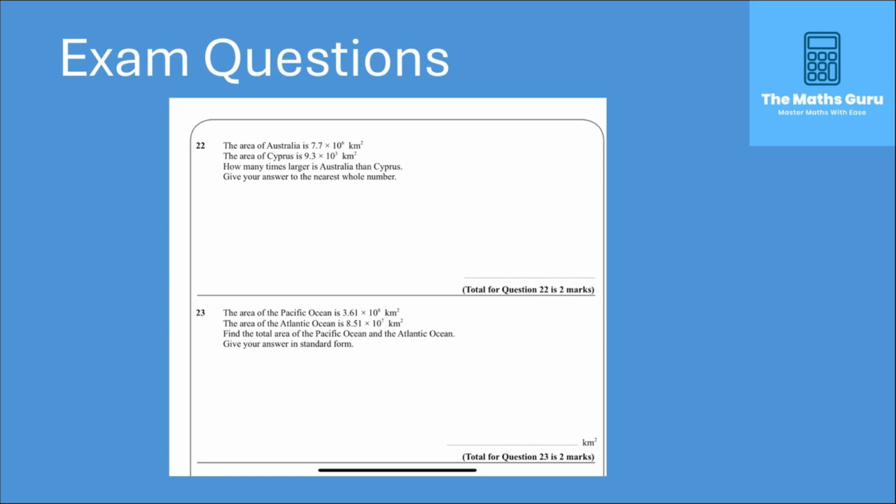So the area of Australia is 7.7 times 10 to the 6 kilometers squared. The area of Cyprus is 9.3 times 10 to the 3. How many times larger is Australia than Cyprus? So the subject of the question is Australia. Hence, we start with Australia, so 7.7 times 10 to the 6 divided by 9.3 times 10 to the 3. And then this is another question where we simply input into our calculator and we get 828 to the nearest whole number.